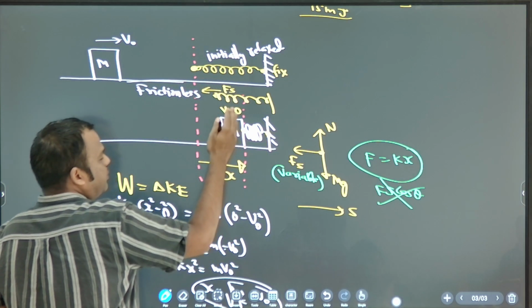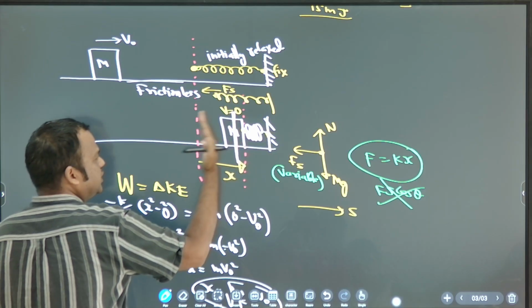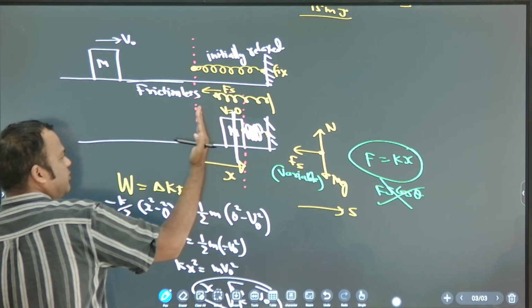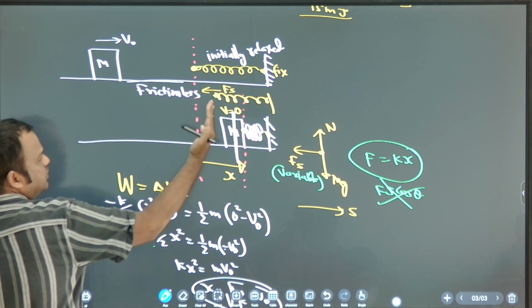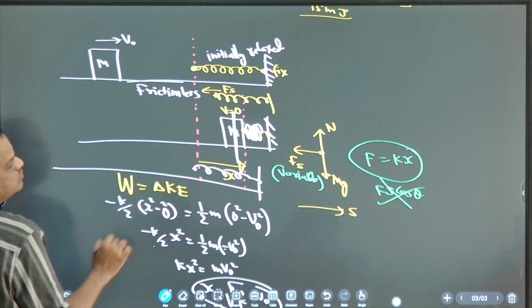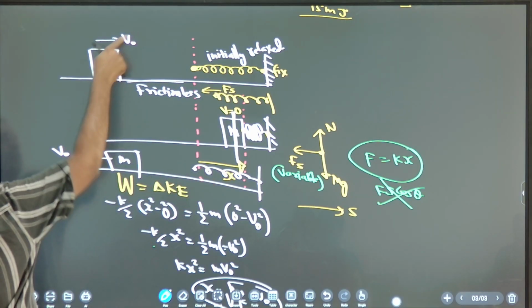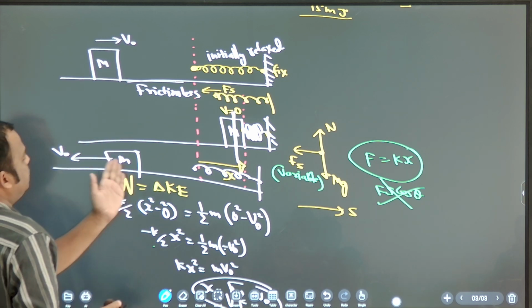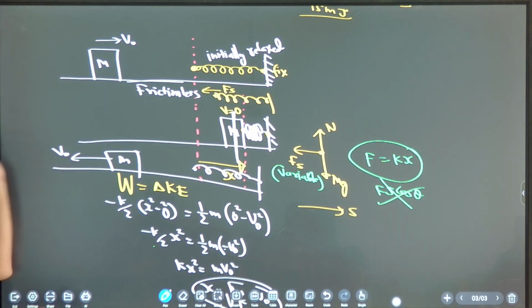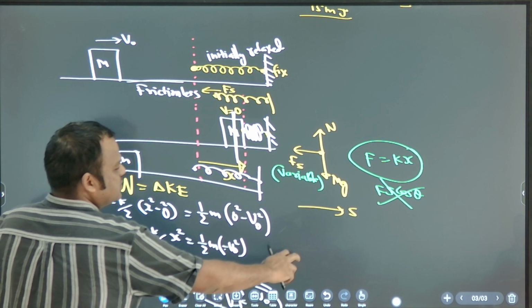But the block is not permanently here. Again the spring is pushing it. The block will again come to the left side. Speed will increase, and ultimately the spring comes to its natural state. And the block will go where? Left side. With what speed? V naught. Okay, clear? Understood? It will go left side. Very good. So keep revising.